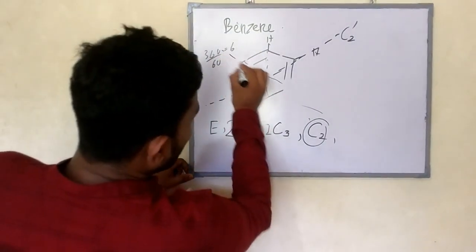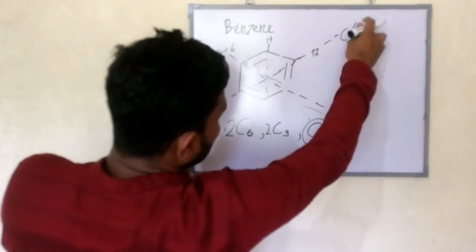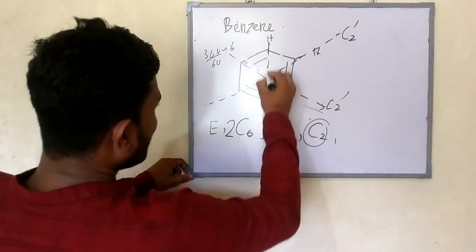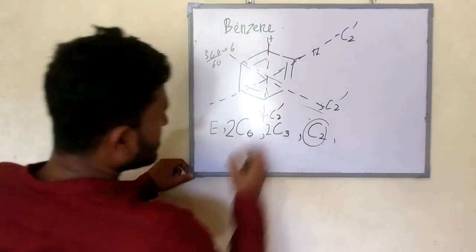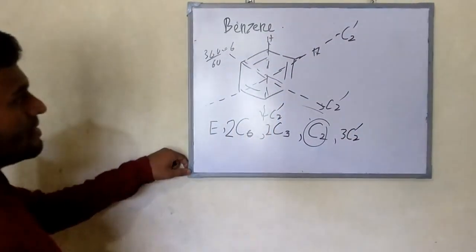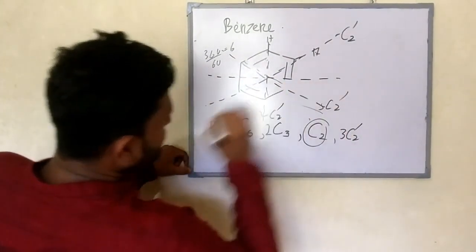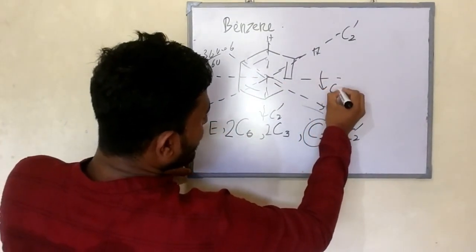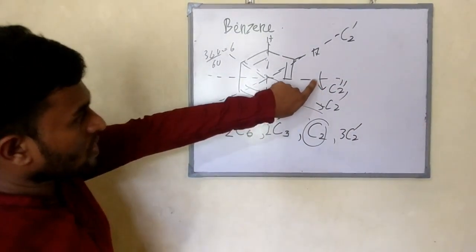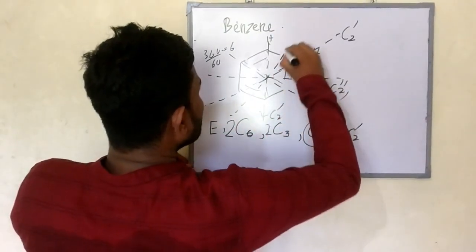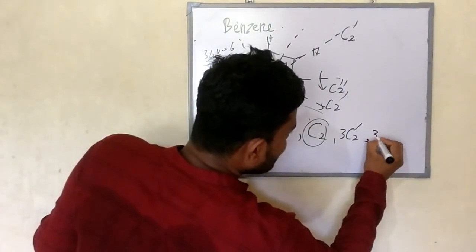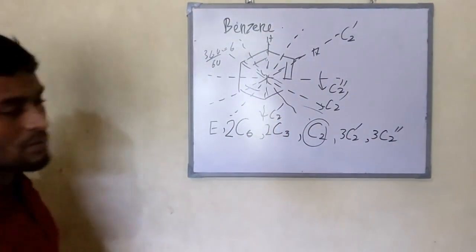A different C2. Here also a different one. Similar to this, this is also C2 dash. And this one also C2 dash. So 3 C2 dash are possible. And this axis will be a different kind of C2, that is C2 double dash. So according to this, you can take this axis and also this axis. So 3 C2 double dash is possible.